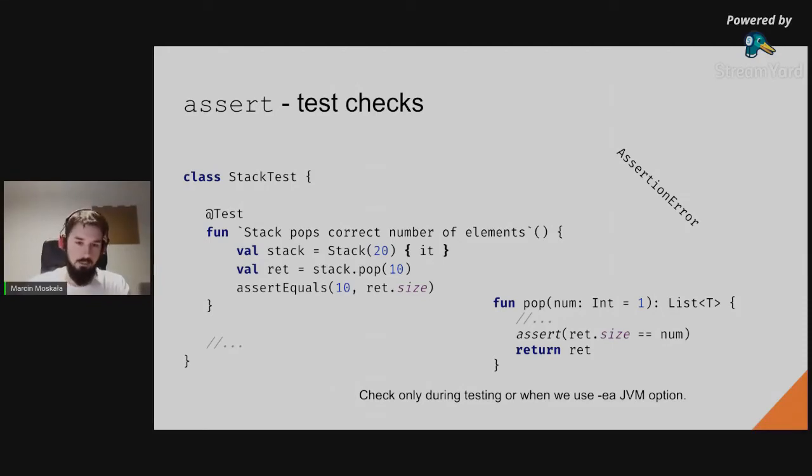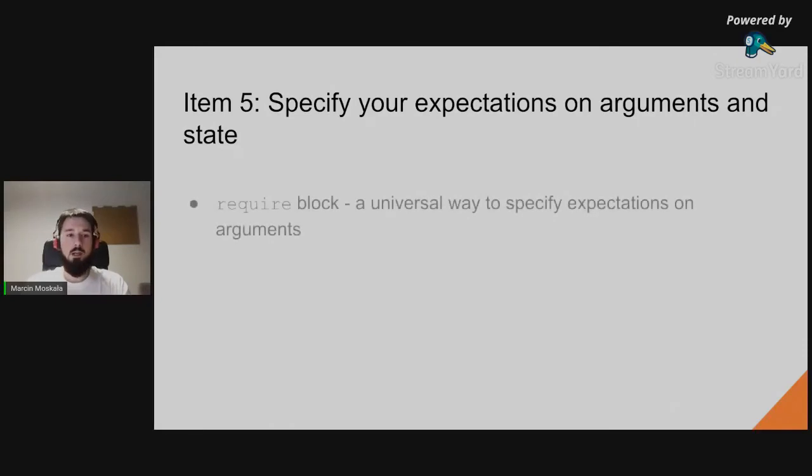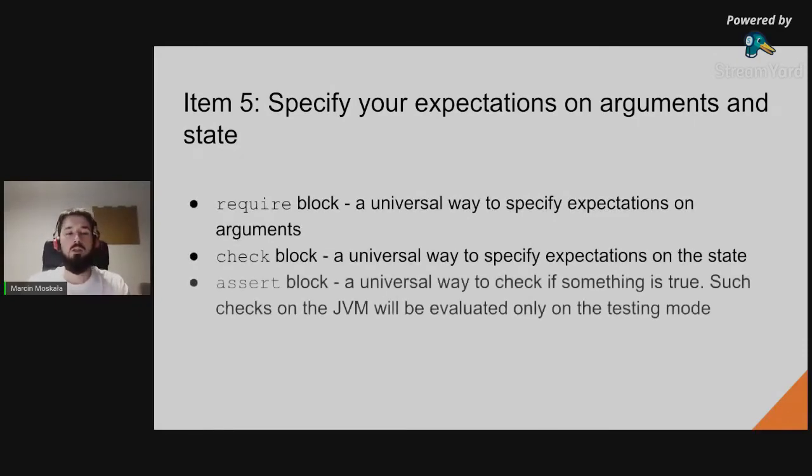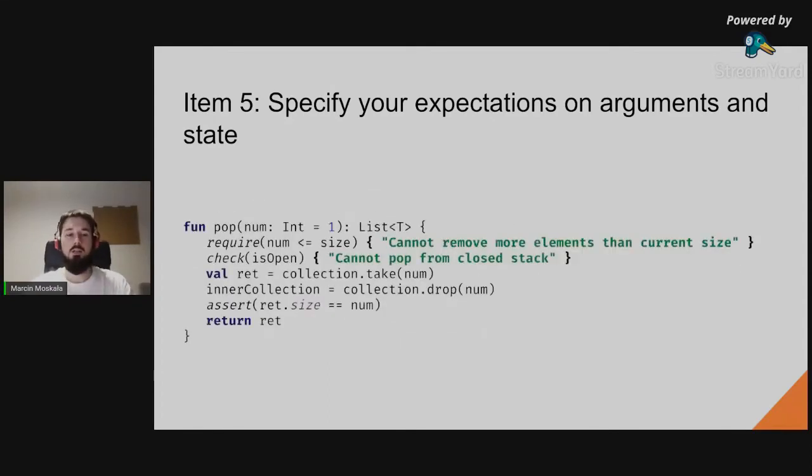I mean, assuming that code got there. Okay, again, require block, universal way to specify expectation argument, check to specify expectations on state, assert to check if something is true primarily for unit tests, and we also have Elvis operator with return and throw. And here is a function that uses them all, I believe, quite properly.